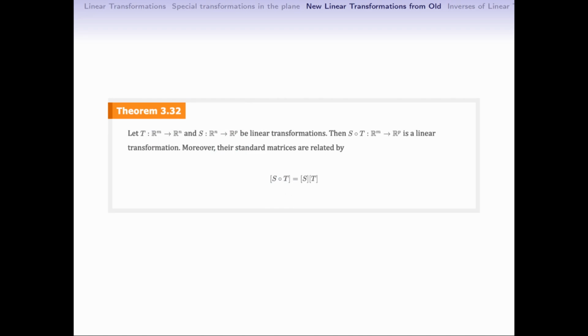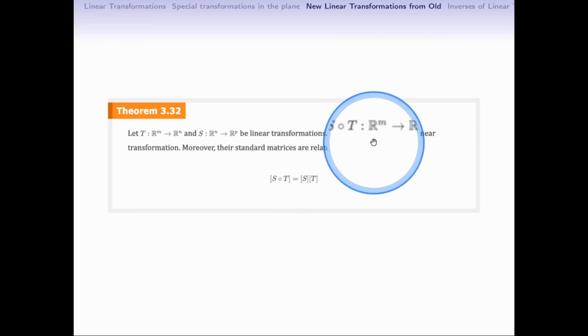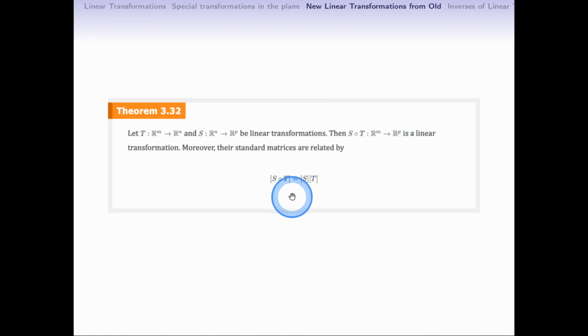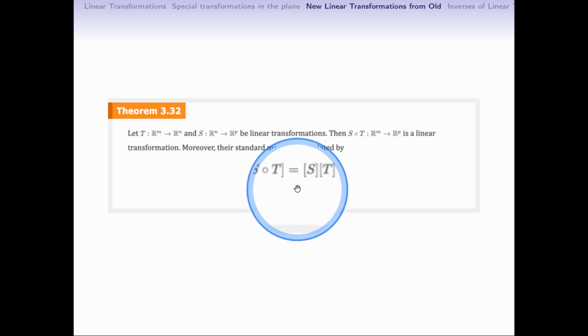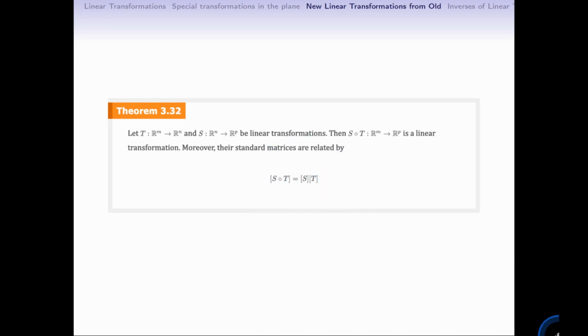Now, our theorem 3.32 has two important conclusions. First, the composition of S with T, a map from Rm into Rp, is a linear transformation. Second, the standard matrix of S composed with T is the product of the standard matrices associated with S and T. Now, let's go to the document camera to unpack and prove theorem 3.32.